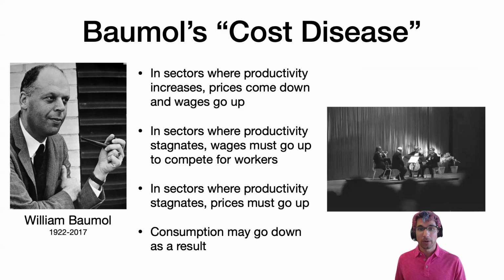So wages must go up even in the sectors that are technologically stagnant in order to compete with wages in other industries. And so going to see a string quartet perform live is now a very expensive activity because you have to pay those workers a lot more than you did a century ago, but still only the same number of people are getting it. And so Baumol called this effect the cost disease. In sectors that stagnate in productivity, the goods become more expensive because wages are increasing.